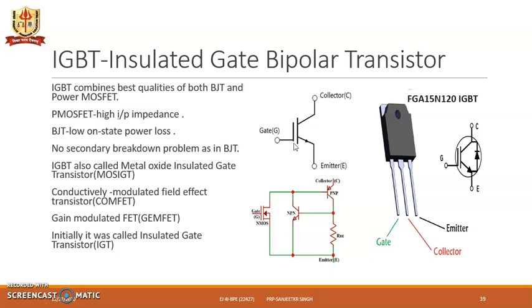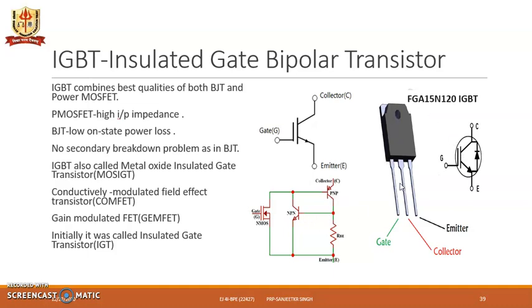Here we see the symbolic representation in which the input side is the gate structure of a MOSFET, and the output side is a transistor like a BJT, with the terminals marked as collector, gate, and emitter. It could also be marked as drain and source, with this as the gate terminal. This is the equivalent circuit of the IGBT schematic, so this is the MOSFET with the transistor.